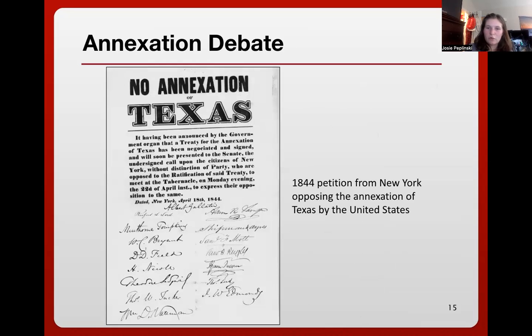We also see an 1844 petition from New York opposing the annexation of Texas. That means opposing Texas becoming a state by the United States. Here it says no annexation of Texas. It having been announced by the government organ that a treaty for the annexation of Texas has been negotiated and signed and will soon be presented to the Senate. The undersigned call upon the citizens of New York, without distinction of party, who are opposed to the ratification of said treaty, to meet at the Tabernacle on Monday evening, the 22nd of April, to express their opposition to the same.